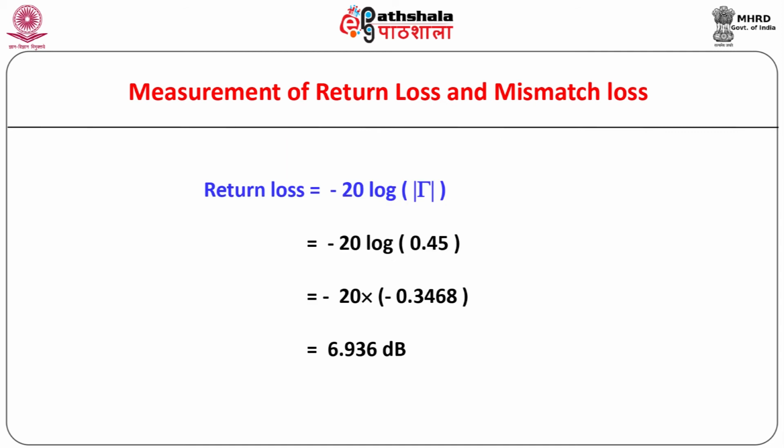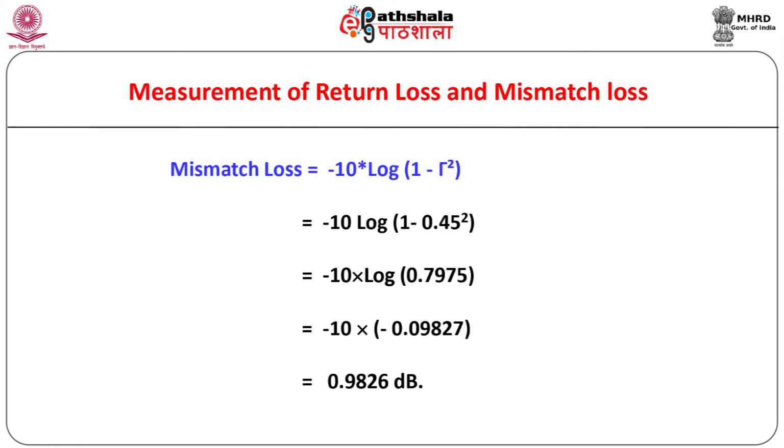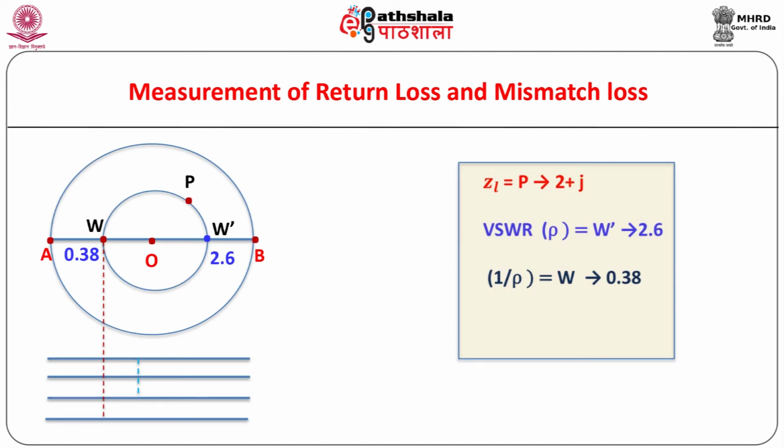Using the value of reflection coefficient, we can calculate the return loss as follows. The return loss will be 6.936 dB. Similarly, knowing the value of the reflection coefficient, we can calculate the mismatch loss as shown. It comes out to be 0.9826 dB. We get the same result using the Smith chart. For this, follow the steps in sequence as mentioned here.